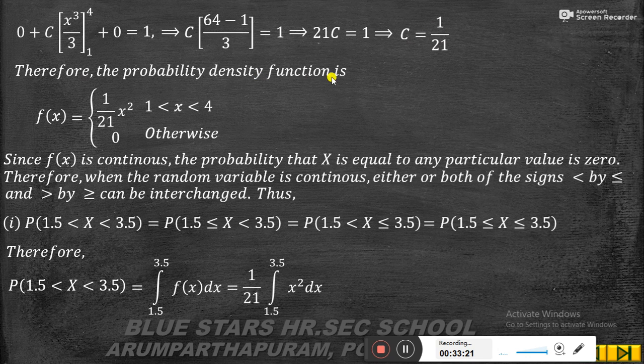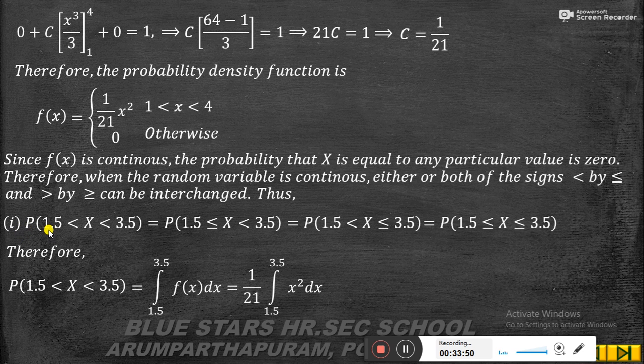Therefore the probability density function is f of x equals 1 by 21 into x square, where x lies between 1 and 4, and 0 otherwise. Therefore f of x is continuous. The probability that x equals any particular value is 0 when the random variable is continuous. Next we calculate the probabilities.